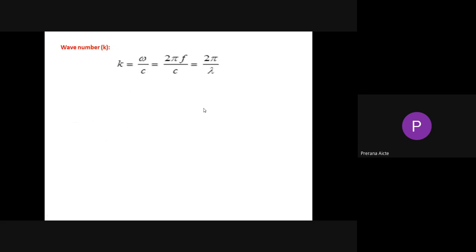Now, what is the wave number? Wave number k equals omega by c, where omega equals 2 pi f. Then c by f equals lambda, so lambda equals c by f. Therefore k equals 2 pi by lambda, which we can call beta. That is the phase constant.